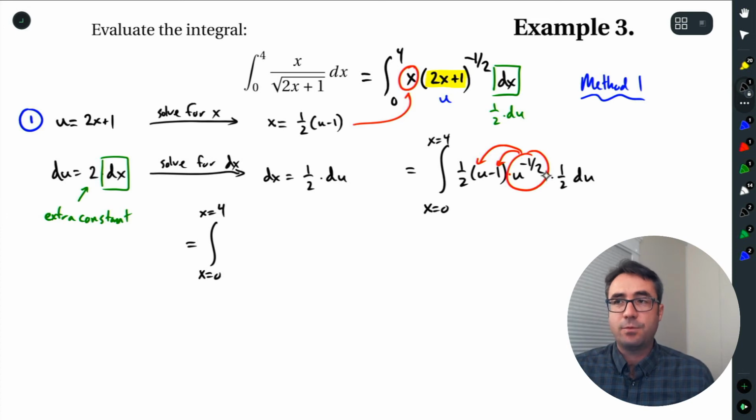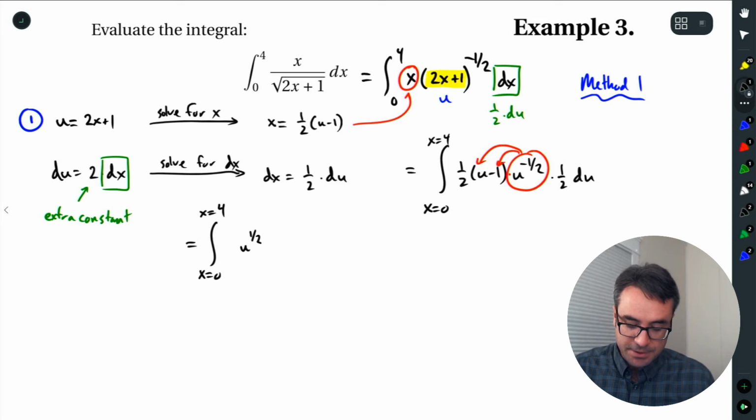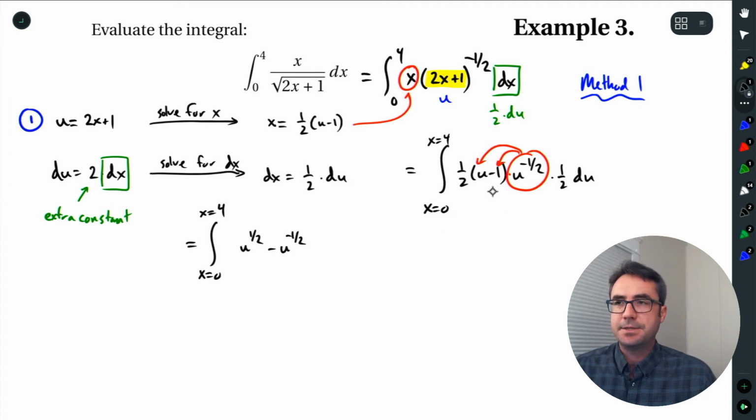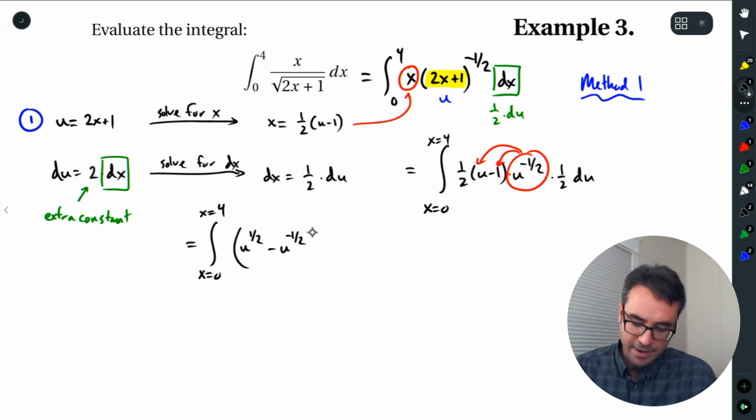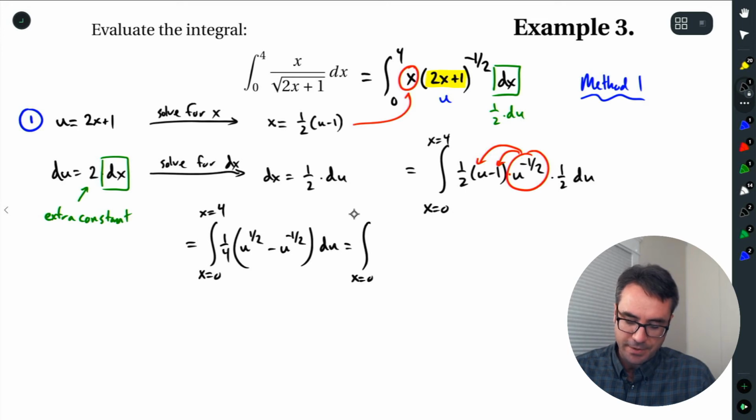And then while we're at it, I have a 1/2 times 1/2. Well, let's multiply out the u's first. So the u raised to the negative 1/2 times this u term, we add the exponents. It gives us u to the 1/2. And then I'm going to have minus u raised to the negative 1/2 when I multiply it with this negative 1. And we're going to have a 1/2 times 1/2, so that'll be a 1/4. And while we're at it, let's multiply that out as well. So I probably could have done that in the last step.